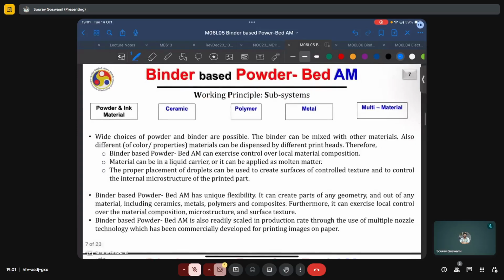The binder-based powder bed AM process offers wide choices of powder and binder material combinations. The binder can further be mixed with other materials. Further, materials of different color or different properties can be dispensed by different printheads of the same jetting head. Thus, binder-based powder bed AM can exercise control over the local material composition and help in the production of functionally graded materials or FGMs.